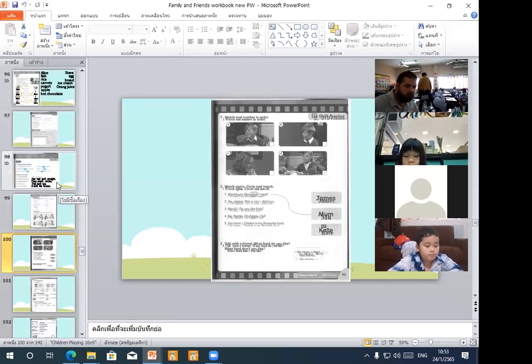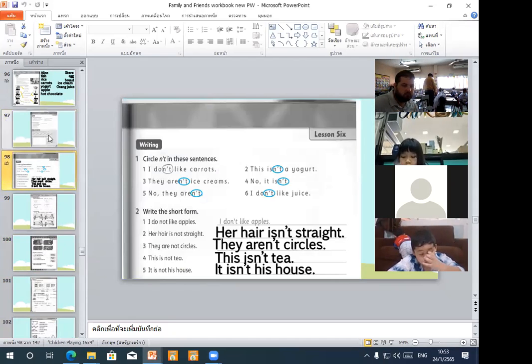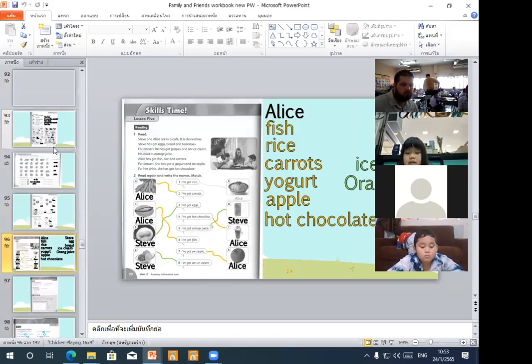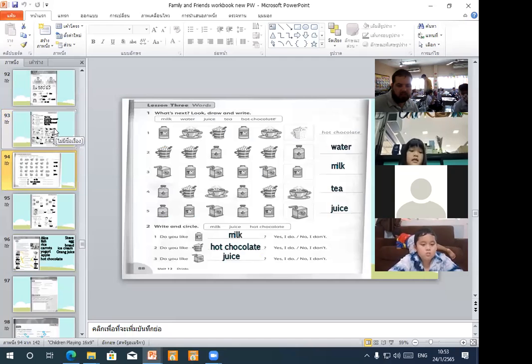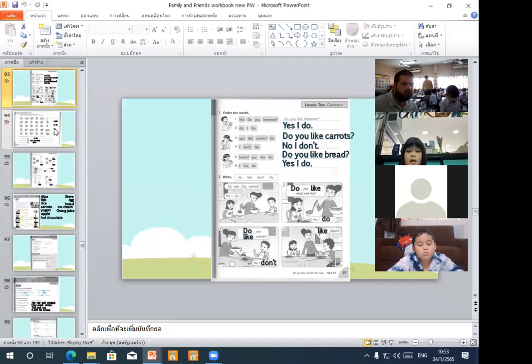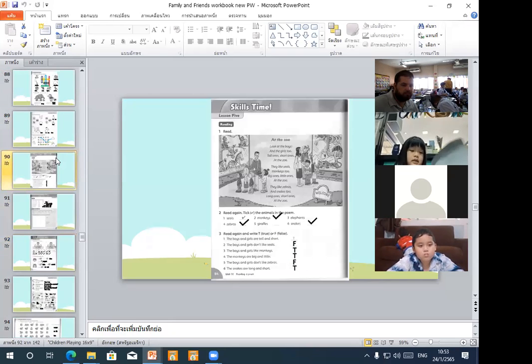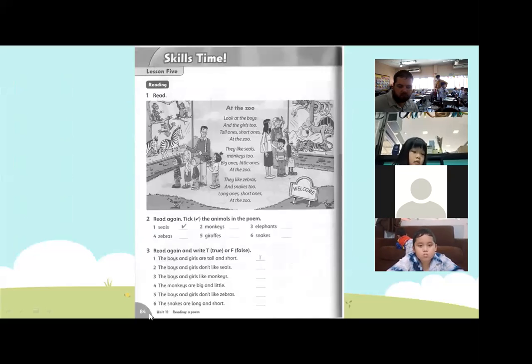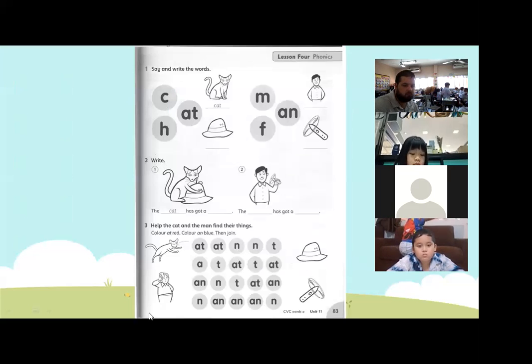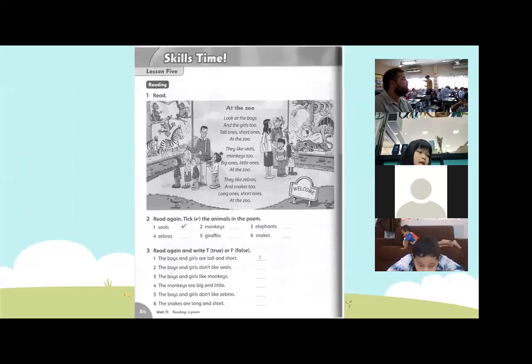Teacher finished class book with 85 and workbook. Workbook, we go to page 84. This right? Yes, I remember we finished. 84.